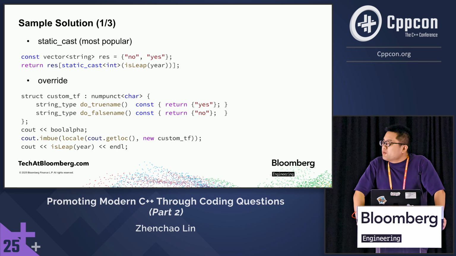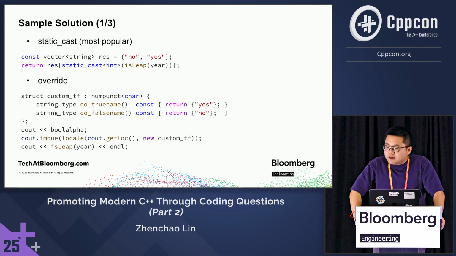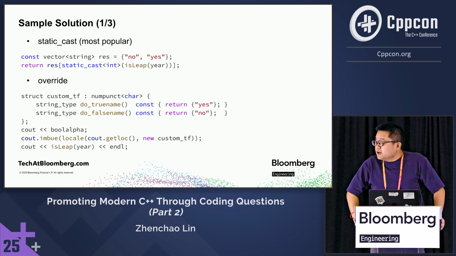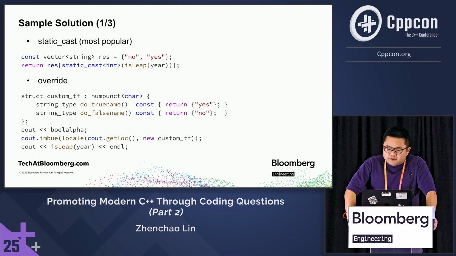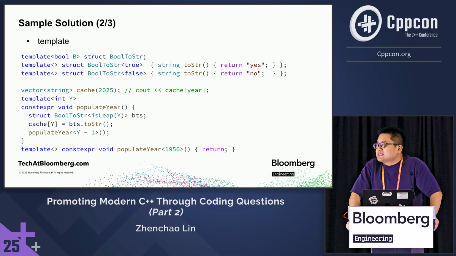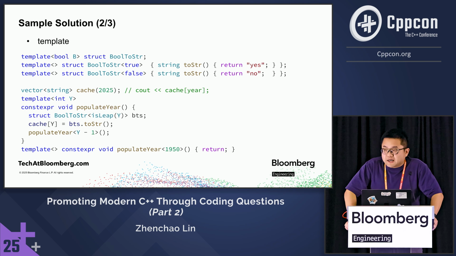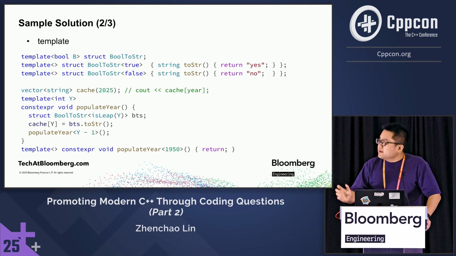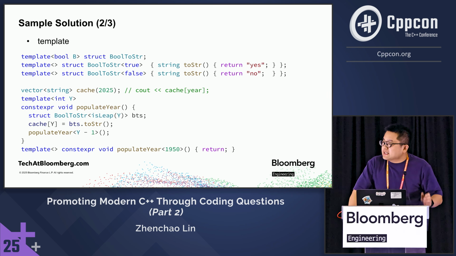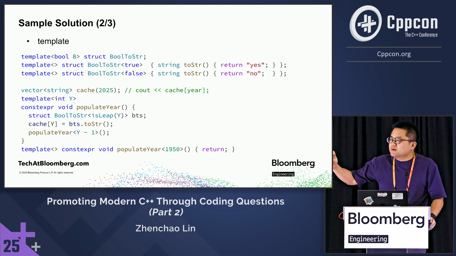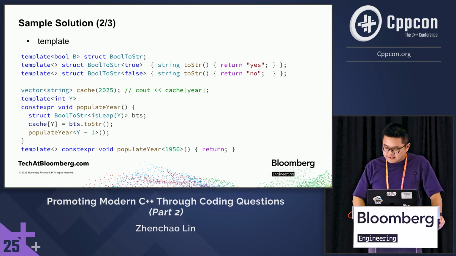If you print out a boolean, you may turn on the boolalpha flag to print out true or false. If we add an override, we can actually print out yes or no. Another solution is template. We can start from a template struct to convert a Boolean value into a string, and we define a cache. Then we use the template function to populate the cache recursively, so that we move most of the calculation steps to compile time.